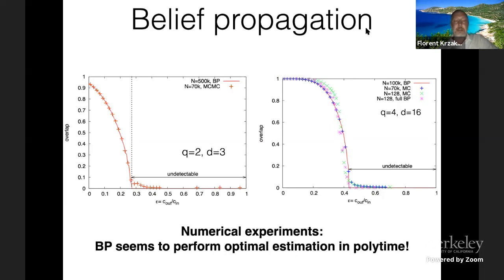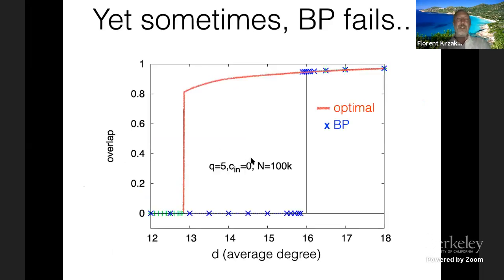So that's great. It seems that BP is solving all our problems. It performs optimal estimation in polytime. Problem solved. And now we can just move to another problem. Well, not quite. Because of course, if you make experiments, then you really realize that BP sometimes fails. And when it fails, it doesn't just fail, it fails spectacularly. Like it doesn't beat a random guess.